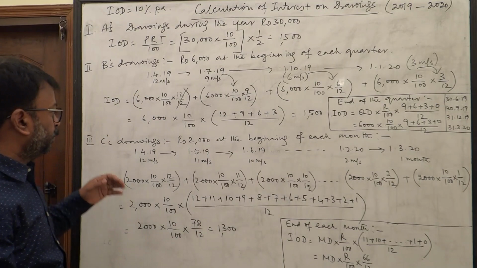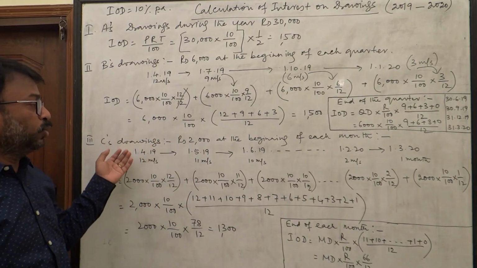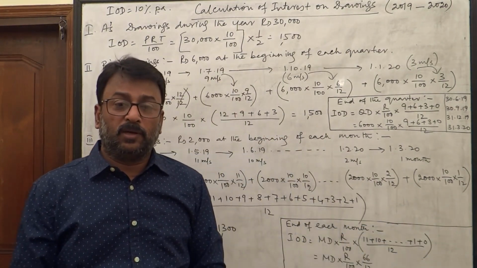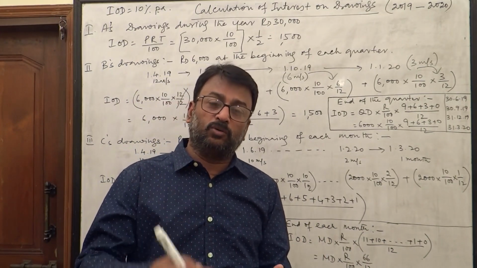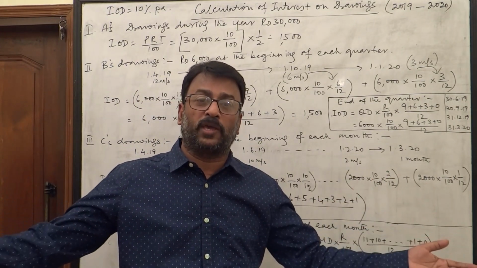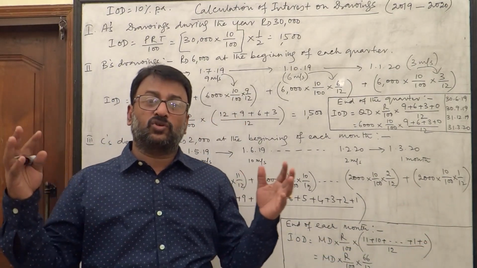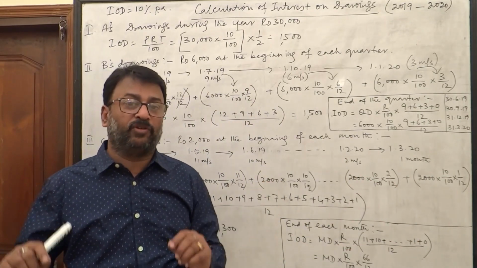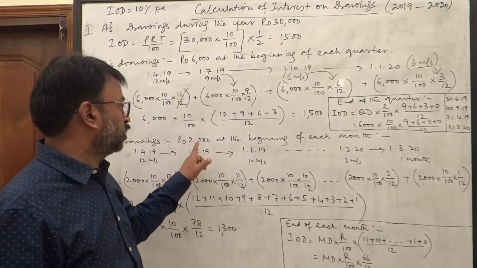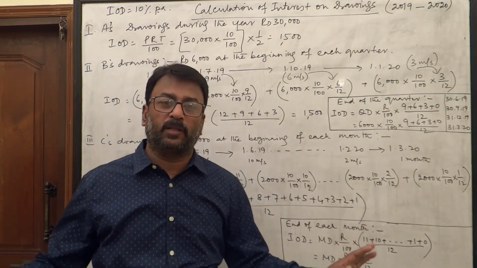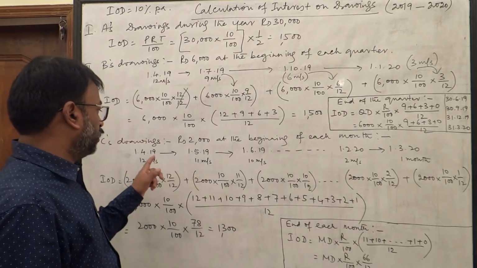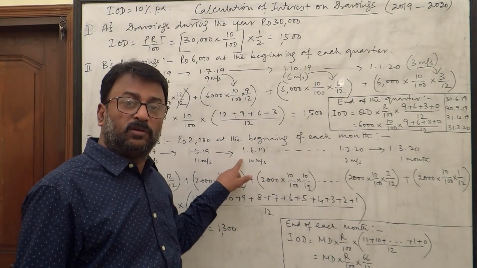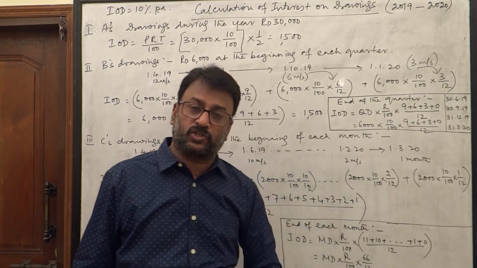I have tried another example with this. C is another partner who has drawn 2000 rupees at the beginning of each month. Beginning of each month means he has drawn 2000 rupees every month. That means his total drawing is 24,000 rupees. He has drawn 2000 in the month of April, May, June, July, August, September, October, November, December, January, February, March. All 12 months he has drawn 2000 rupees. But when? At the beginning of the month. Means his date of drawing schedule I have tried to write: 1st April, 1st May, 1st June. Last two I have written 1st February and 1st March.